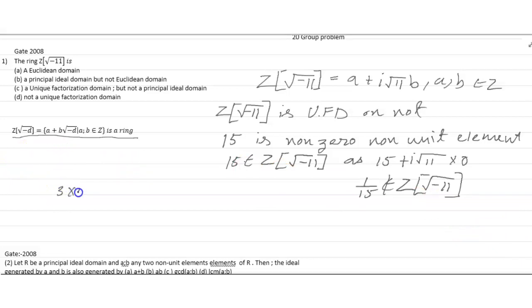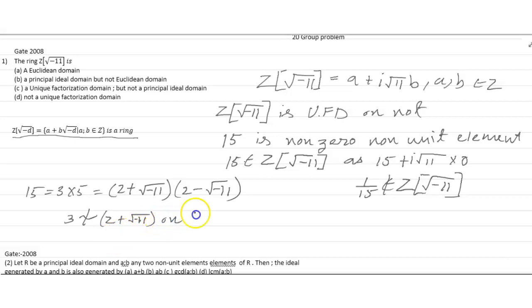Now 15 can be written this way: 3 times 5 equals 15. It can also be written as (2 + √-11)(2 − √-11) equals 15. So 3 is not associate to 2 + √-11 or to 2 − √-11. So friends, it is easily seen that it is not a UFD.